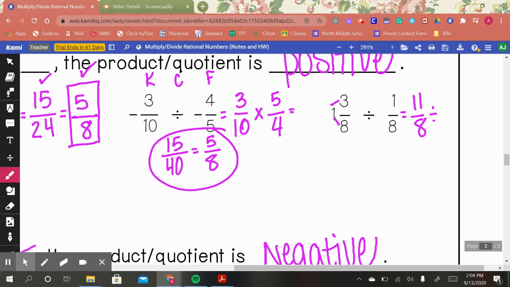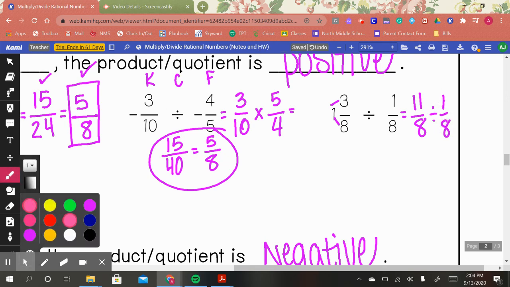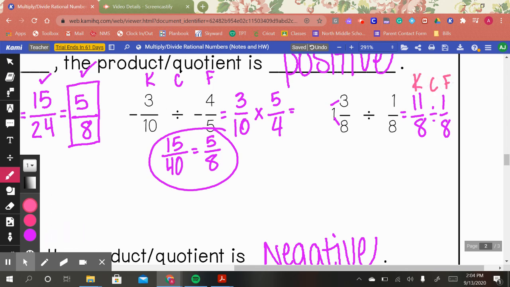And I am dividing by 1/8. Now that I have my improper fractions, let's go ahead and do keep, change, flip. So keep, change, reciprocal. 11/8, change it to multiplication. So inverse of division is multiplication. The inverse of 1/8 is 8/1. And then we just multiply. I have the same numbers, top and bottom, so I can cancel out if I want to. So my answer would be 11/1, which is 11.